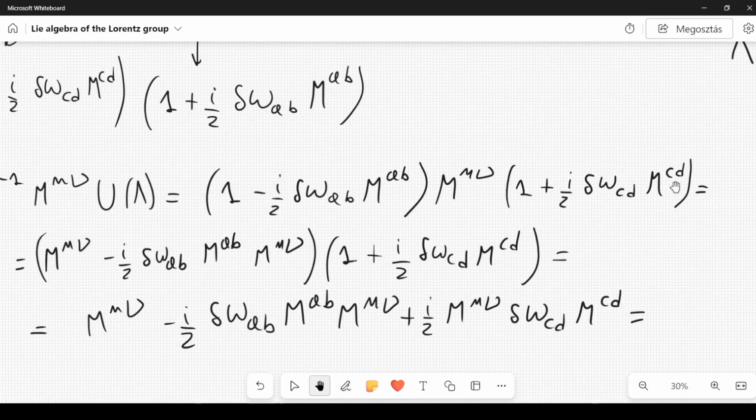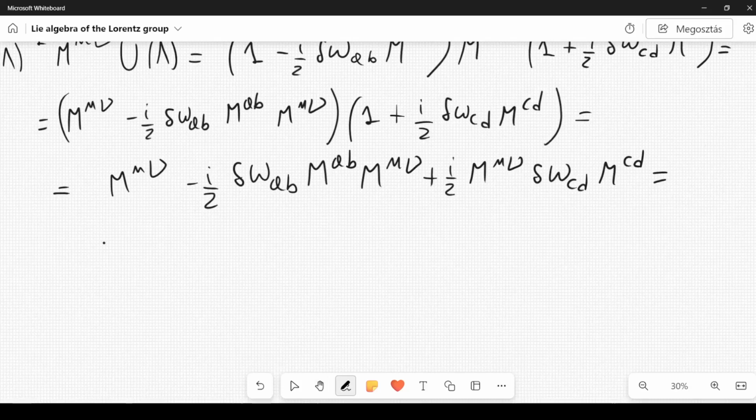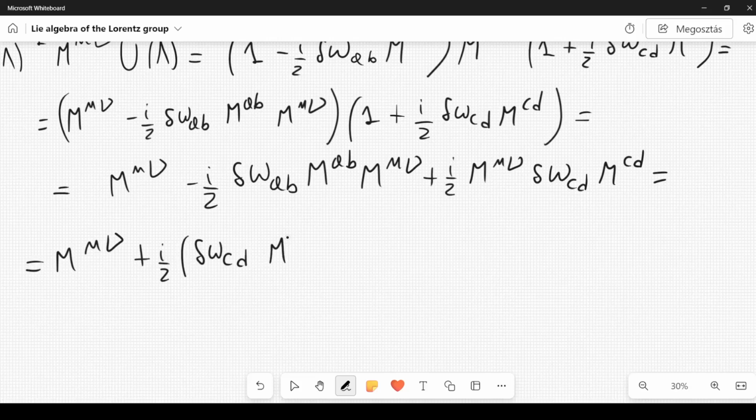and we can rewrite it like this: M mu nu plus i over 2 delta omega CD M mu nu M CD. Then we have minus delta omega AB M AB M mu nu.